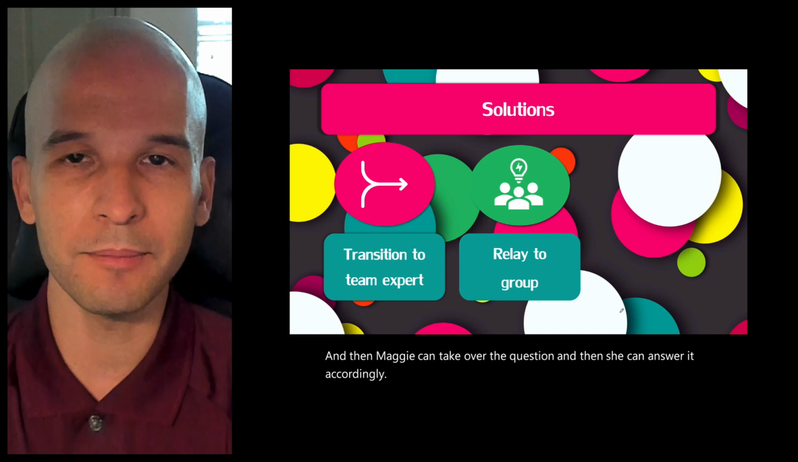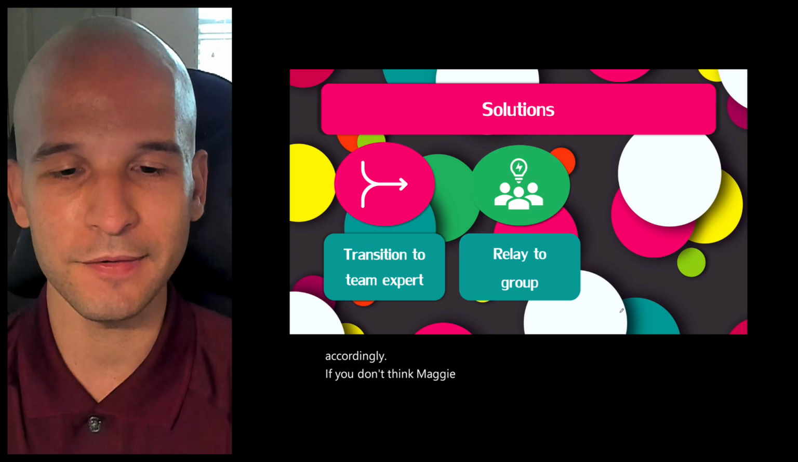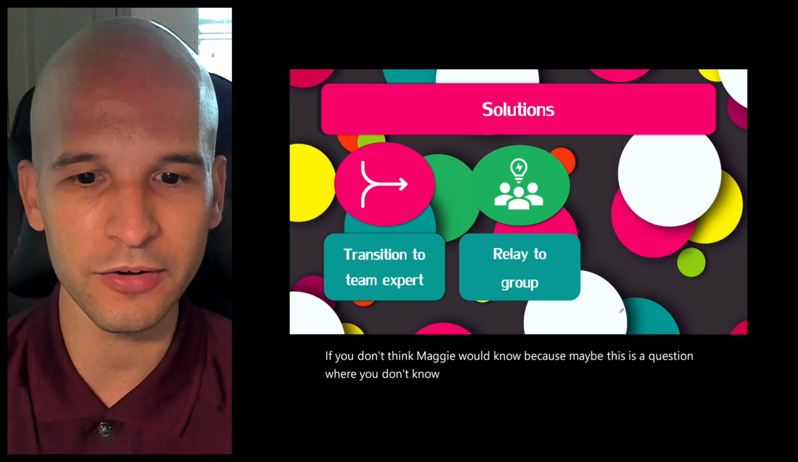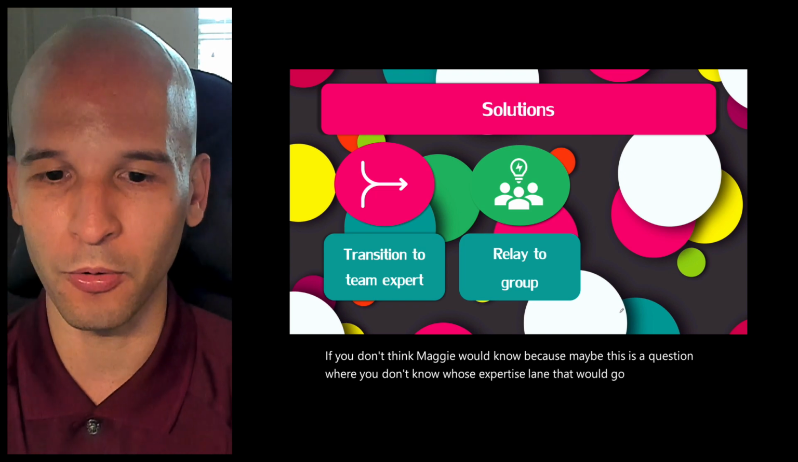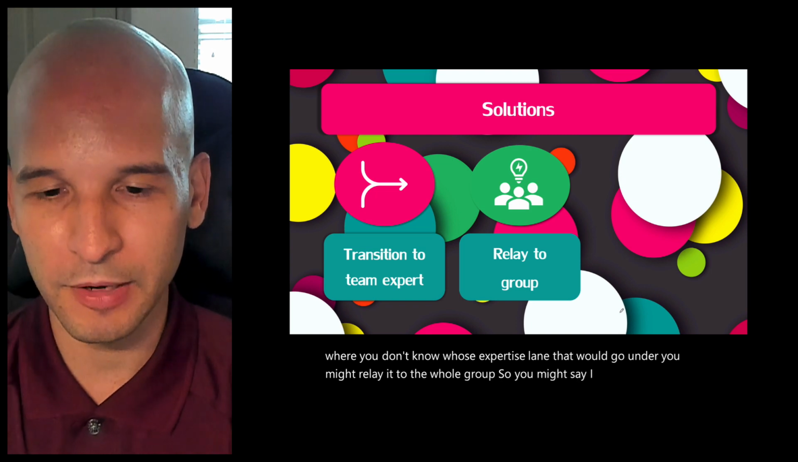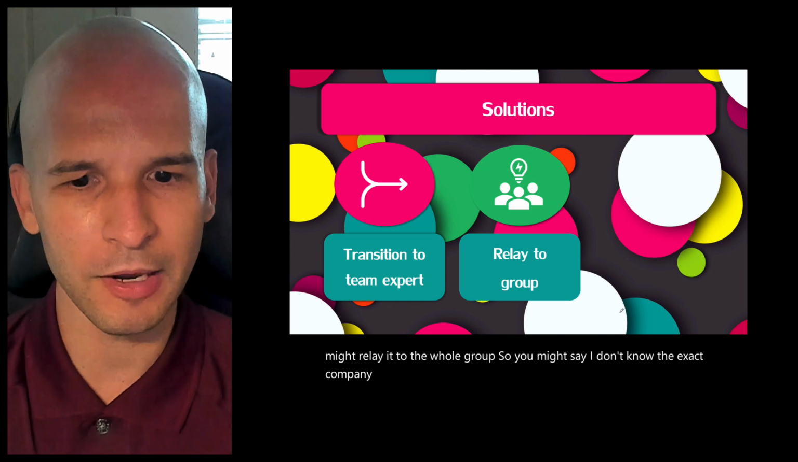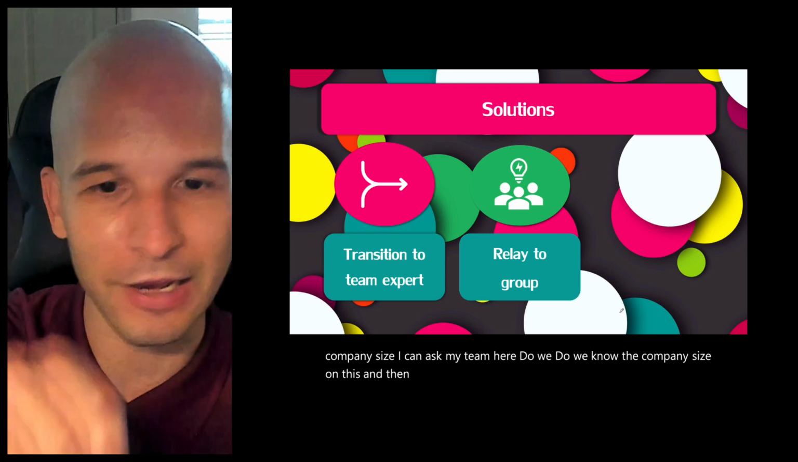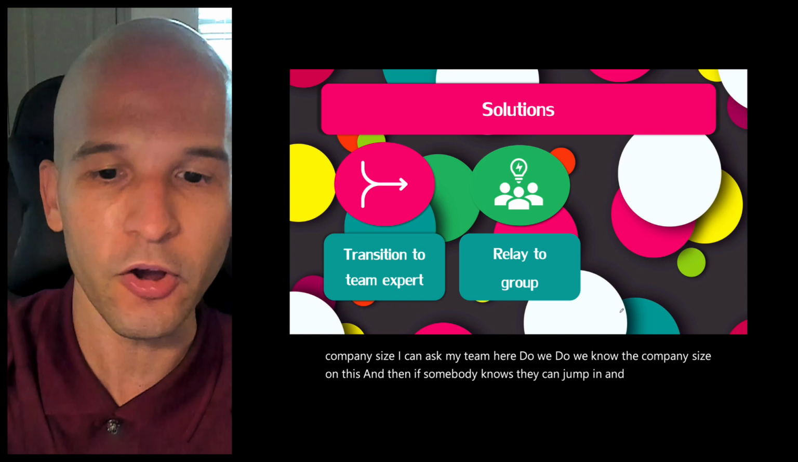If you don't think Maggie would know, because maybe this is a question where you don't know whose expertise lane that would go under, you might relay it to the whole group. So you might say, I don't know the exact company size. I can ask my team here, do we know the company size on this? And then if somebody knows, they can jump in and take over that way.